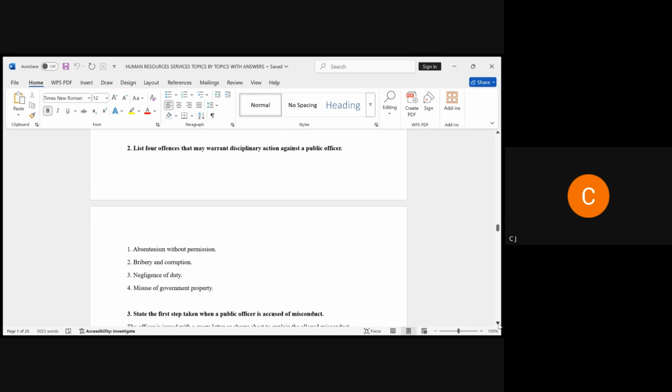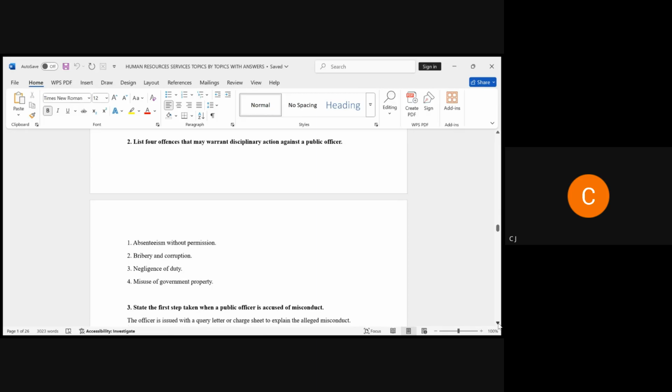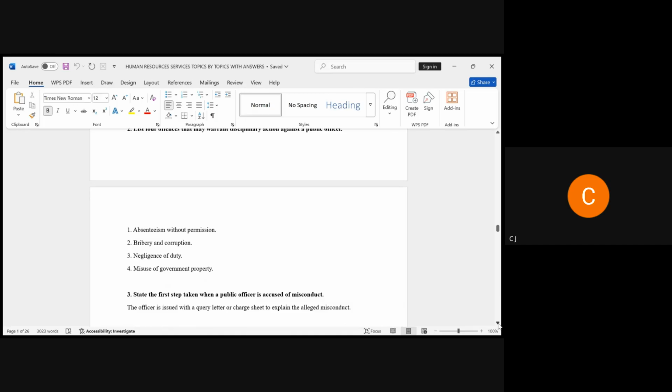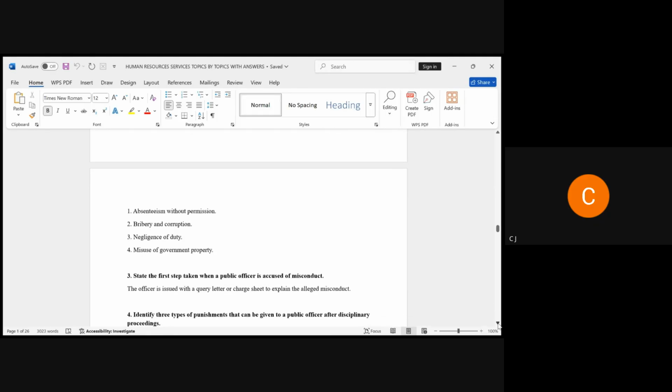Now we have number 3. State first step taken when public officer is accused of misconduct. The first step is the officer is issued with a query letter or charge sheet to explain the alleged misconduct. I hope tumeshika hiyo.